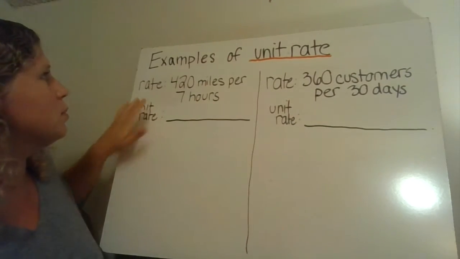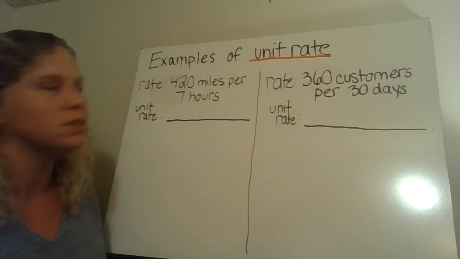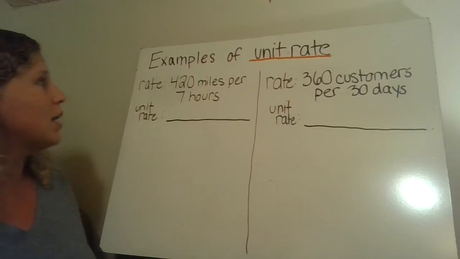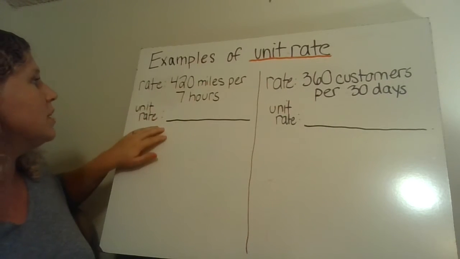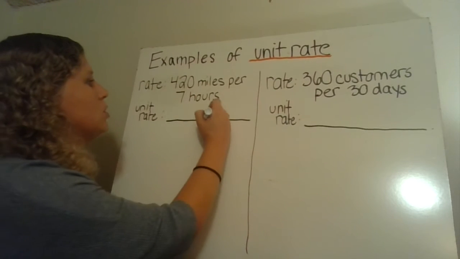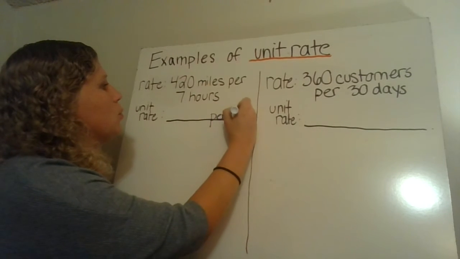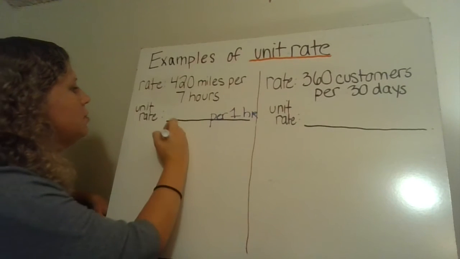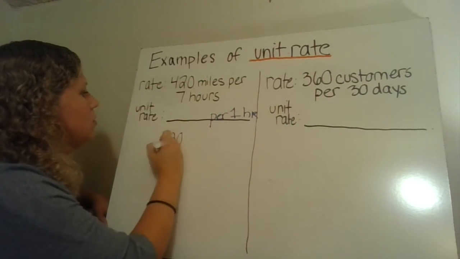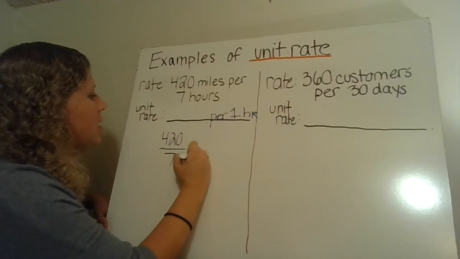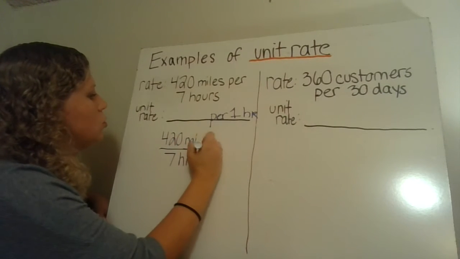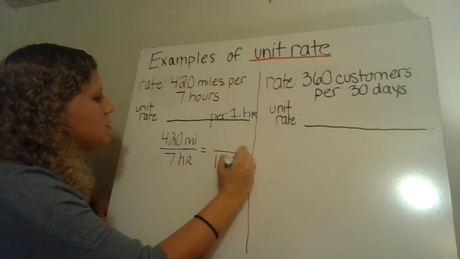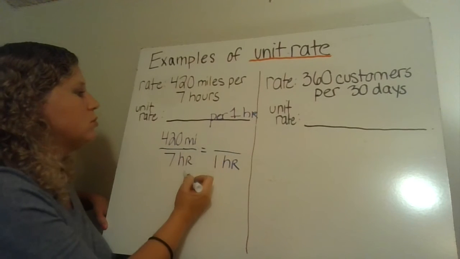In this first example, we have a rate of 420 miles per 7 hours. That would be our rate. Now I'm asking you to find the unit rate, so I want to know how many miles per 1 hour. I can set up a ratio here, 420 over 7. If I am trying to get the hours to 1 hour, I have to ask myself, what can I do to this ratio?